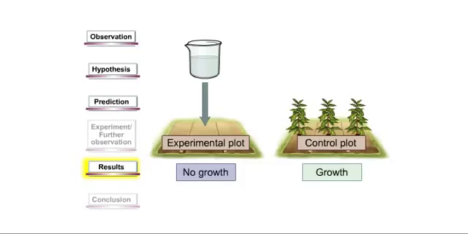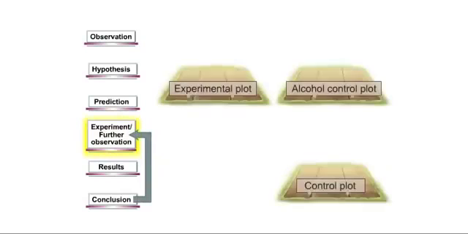Do these results support your hypothesis? They seem to, but it's possible that the alcohol in the extract is preventing the seeds in the experimental plot from growing. In this experiment, you actually had two variables that were being tested, the alcohol and the extract itself. You need to experiment again, this time with two control groups and one experimental group.